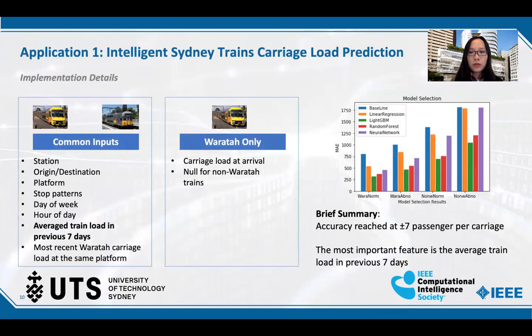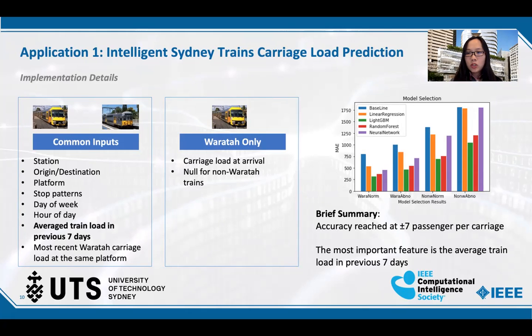So these are the common inputs we explored as our features, and we use these features to build the prediction model. Finally, our model can reach accuracy at less than 7% passengers per carriage, and this is an excellent result when we divide the carriage on whether it's full, whether it has standing areas only, or whether it has available seats.